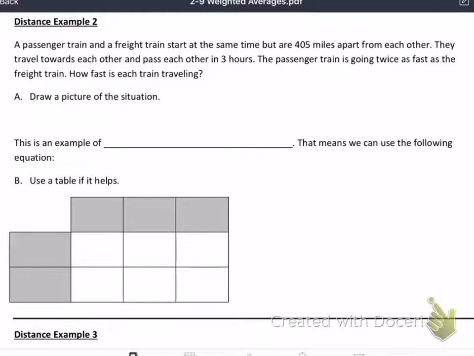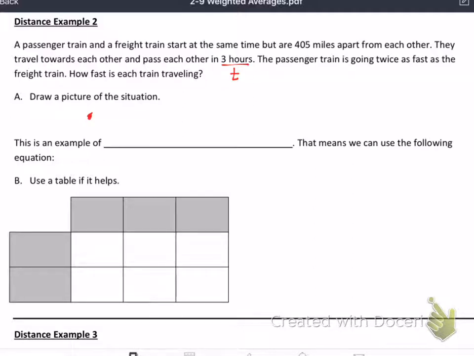Example number 2 says a passenger train and a freight train start at the same time, but they are 405 miles apart from each other. They travel towards one another, and pass each other in 3 hours. So that's the time right there. This is the time. The passenger train is going twice as fast as the freight train. How fast is each train traveling?